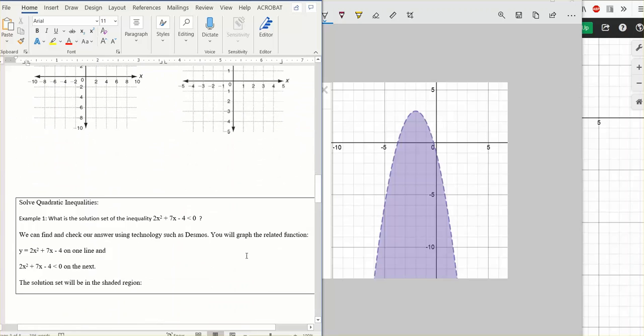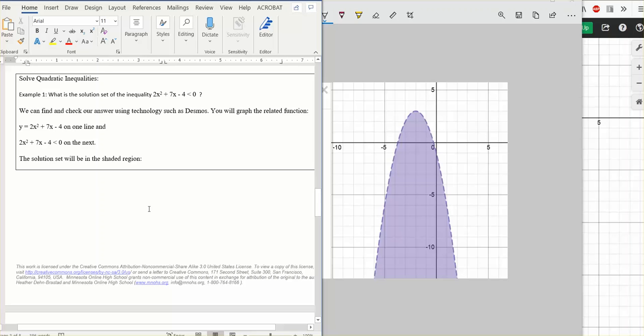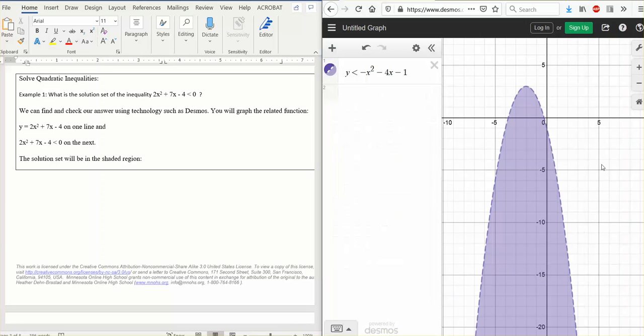It says that we are going to solve quadratic inequalities. So here's an example. What's the solution or the solution set for this inequality? So what we're going to do is graph two equations, or two functions. We're going to graph y equals this, and then on the next one, we're going to graph exactly what it looks like. So we're going to graph both because then it will show up in Desmos correctly. So let's do that before I show the next page.